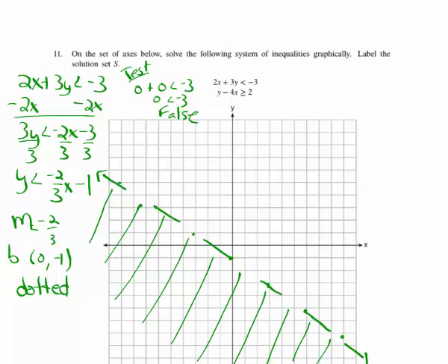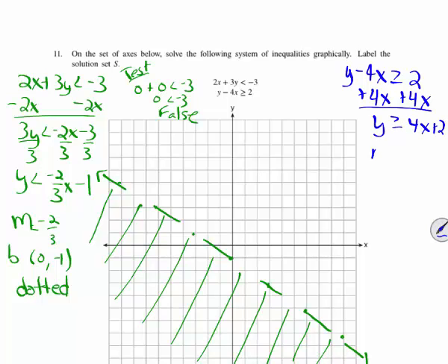Okay, next one. Y minus 4x greater than or equal to 2, add 4x. Y is greater than or equal to 4x plus 2. Slope is 4 over 1. Y-intercept is 0, 2, and this will be a solid. So I start up here. I'm going to go up 4 over 1.